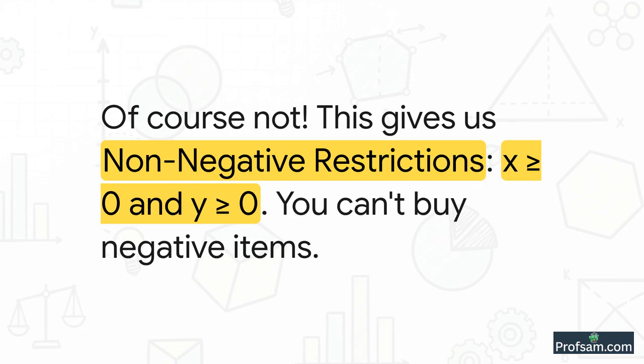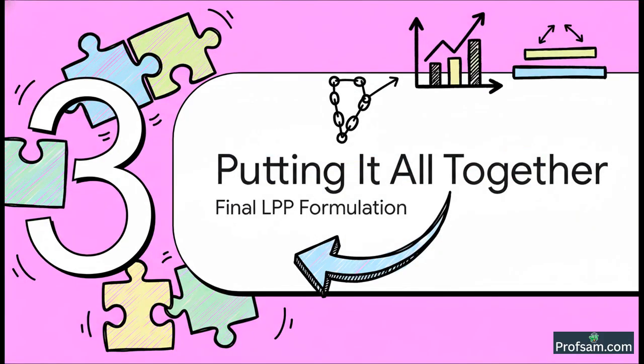We call them the non-negative restrictions. It basically just means that x, the number of tables, has to be greater than or equal to 0, and y, the number of chairs, also has to be greater than or equal to 0. This might seem really obvious, but trust me, it's a crucial step, and you have to remember to write it down every single time. All right, we have all the pieces of our puzzle now.